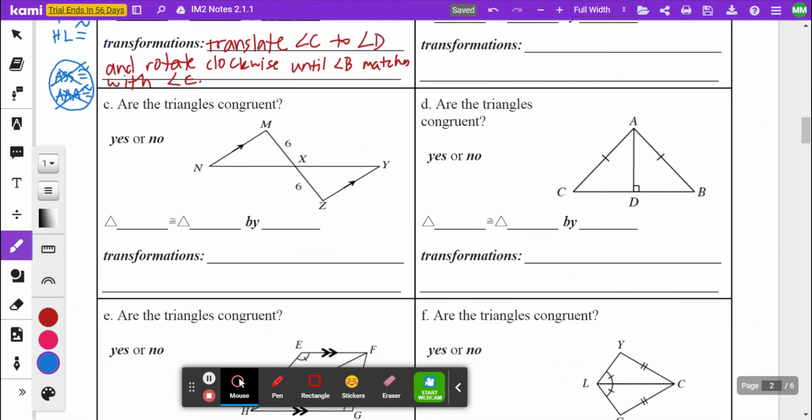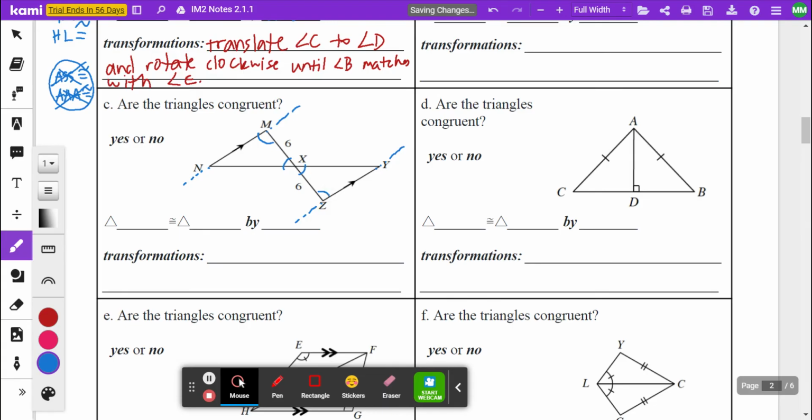Part C, are the triangles congruent? Here we go. What do we have here? Well, I can see right away that I have vertical angles, and vertical angles are congruent. So I've got an angle. And then I also see that I have these nice parallel lines. And parallel lines are awesome because they give us all sorts of angle pairs. Let's see. I think I'm going to use angle M and angle Z.